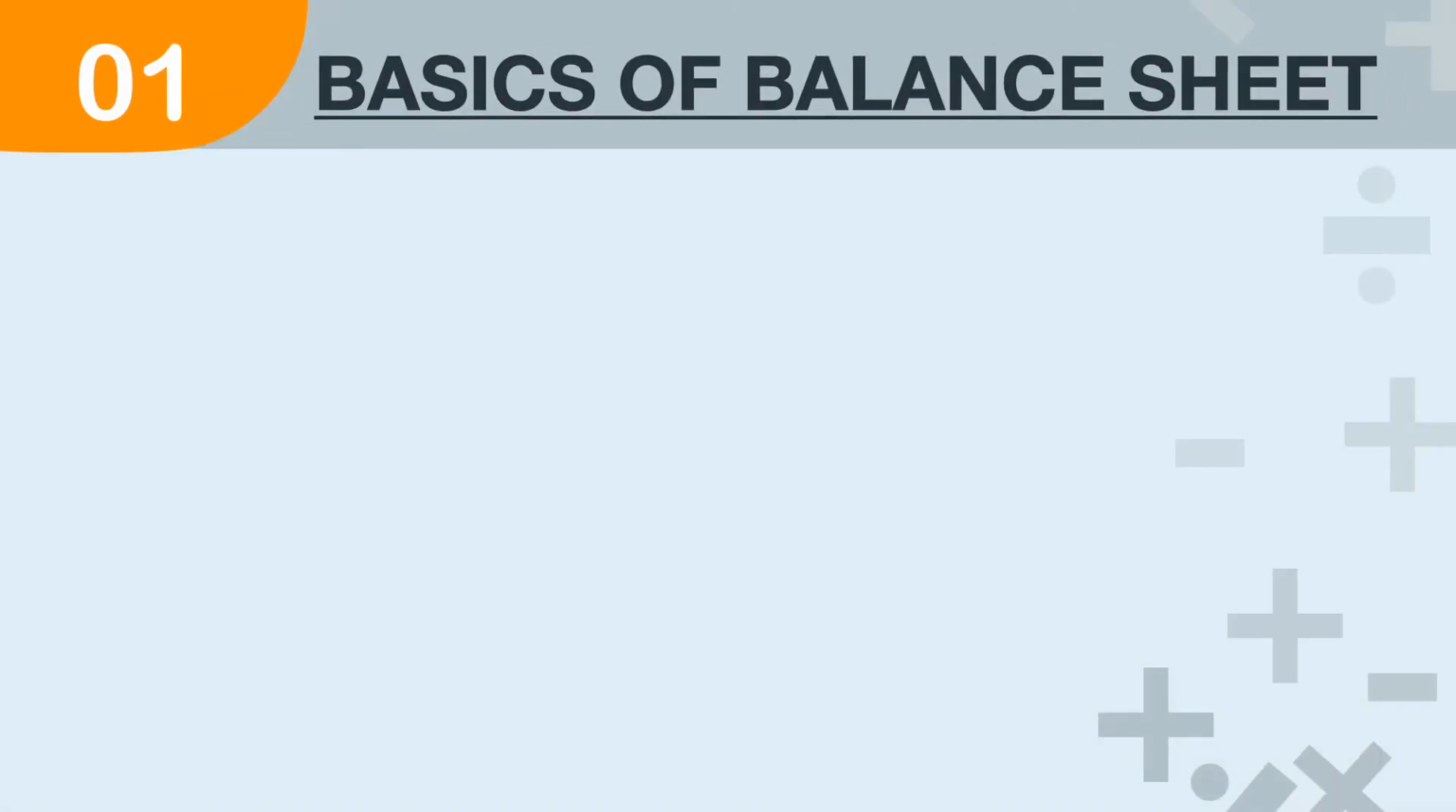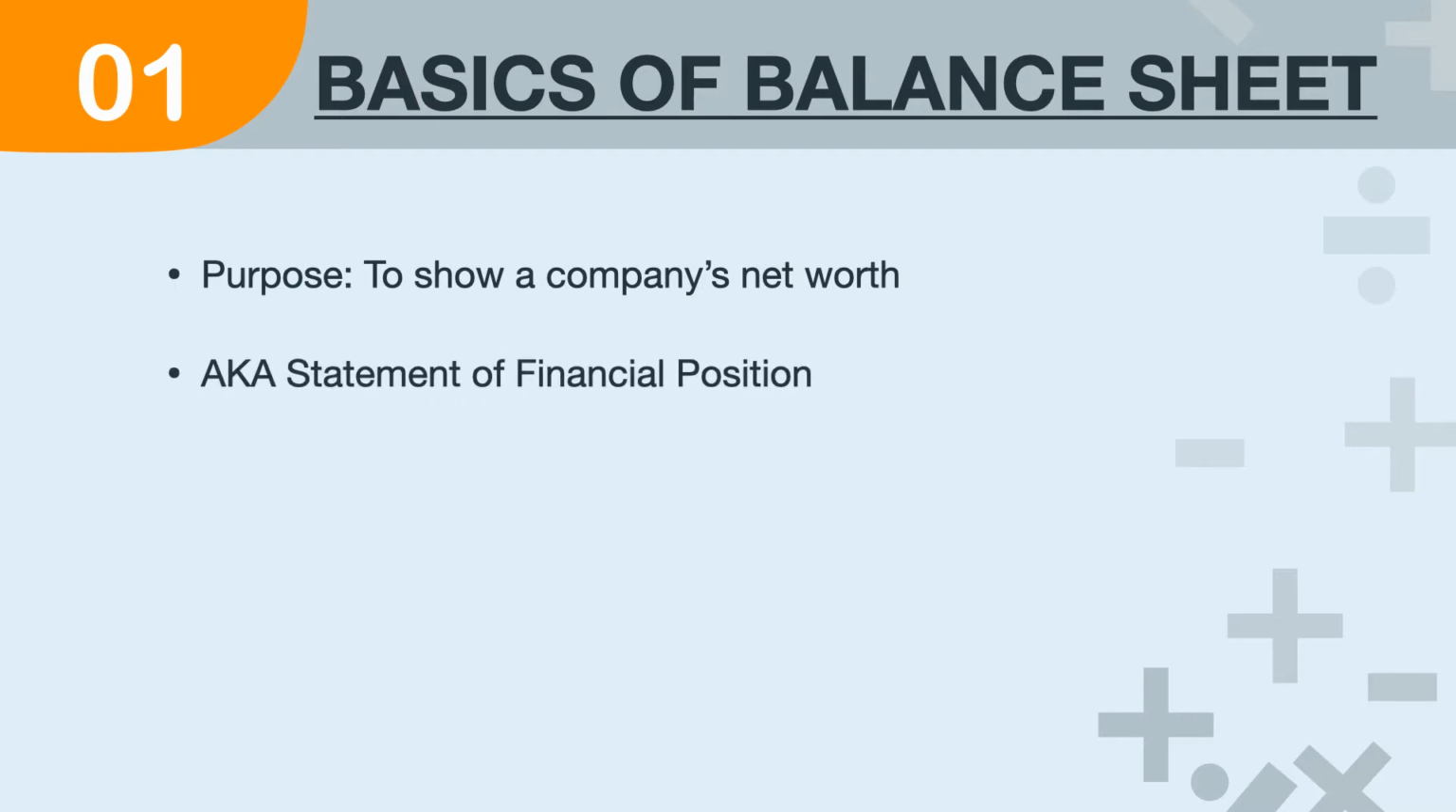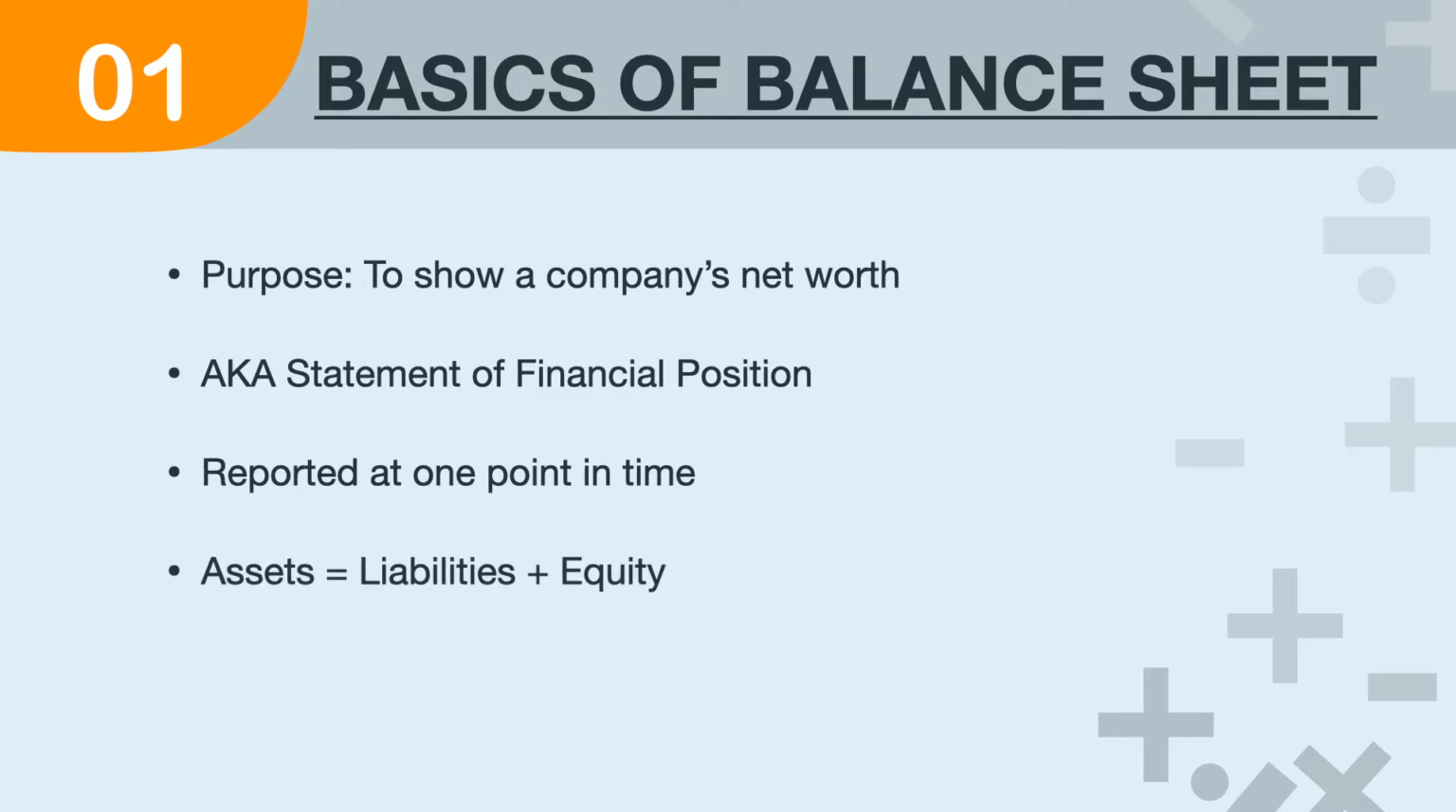Let's look at the basics. A balance sheet is used to show a company's net worth. It is also sometimes referred to as the statement of financial position. Out of all the 5 basic financial statements, the balance sheet is the only statement which is reported at one point in time. The basic formula used is the accounting equation, which is assets equals liabilities plus equity.